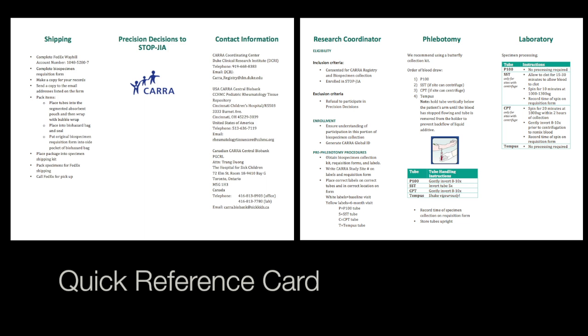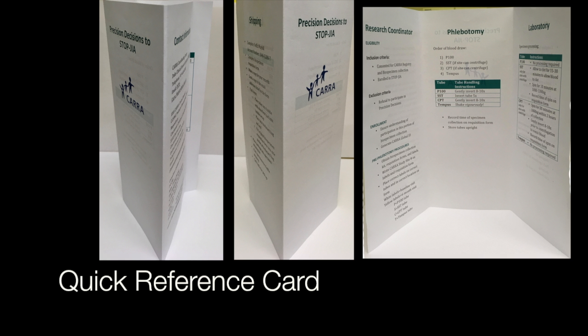Each time a shipment of kits containing blood tubes is sent to your site, you will receive an email notification from the shipping site. Included in that email notification will be a copy of the Quick Reference Card. You can print the two-page document, either single or double-sided, and fold it as shown here if desired.